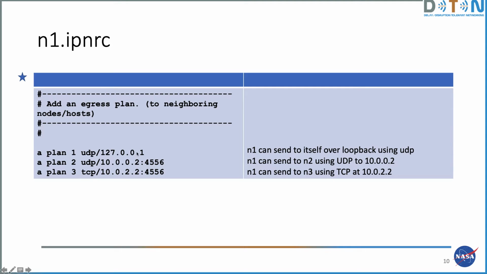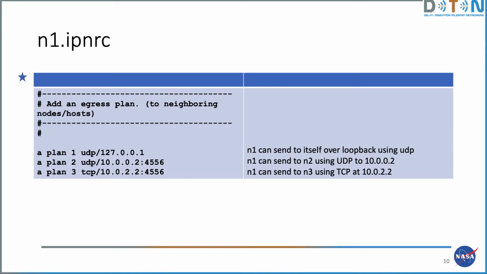IPNRC is going to talk about how to get to your neighbors. So these are the various plans. We have 3 plans here, plans to get to nodes 1, 2, and 3. We're node 1, so our plan to get to ourselves is to use UDP and to go to 127.0.0.1 and the default port for that, which is 4556. We've got a plan to get to node 2, and this is UDP 10.0.0.2 4556, and a plan to get to node 3 via TCP and 10.0.2.2 4556.